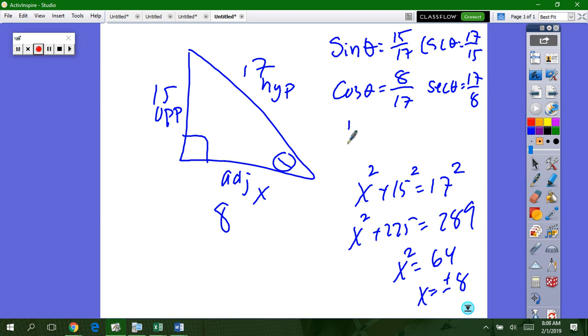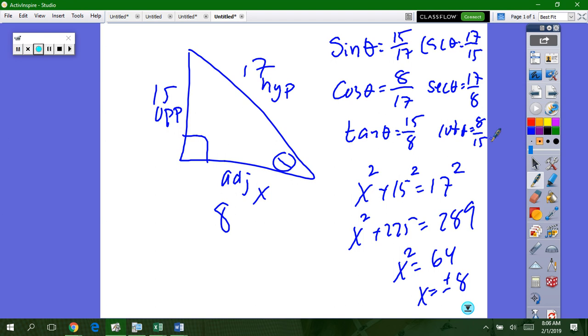Okay, whose tangent? Opposite over adjacent, so that's the 15 over the 8. And who would be that? That's the cotangent, which is 8 over 15. Any questions on that? It's pretty easy, right? We could all do that. What was the hardest part probably there? Finding the missing side. Did you guys agree with that? Everybody good?